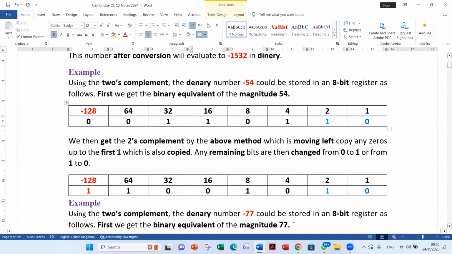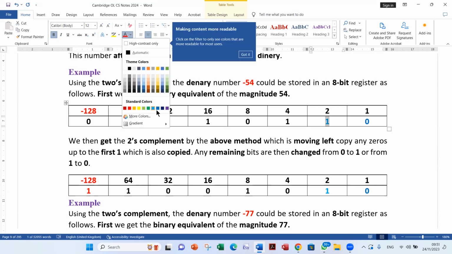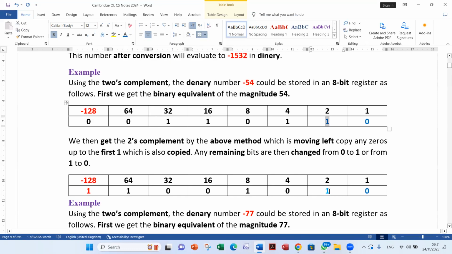We apply the fast method of converting into the equivalent two's complement. Starting from the right, any zeros are copied the way they are until you get the first one, which is also copied the way it is. And afterwards, you flip. Okay? So 0 goes as 0, 0 goes as 0, 1 goes as 1, and the rest is flipped. 1 goes as 0, 0 goes as 1.